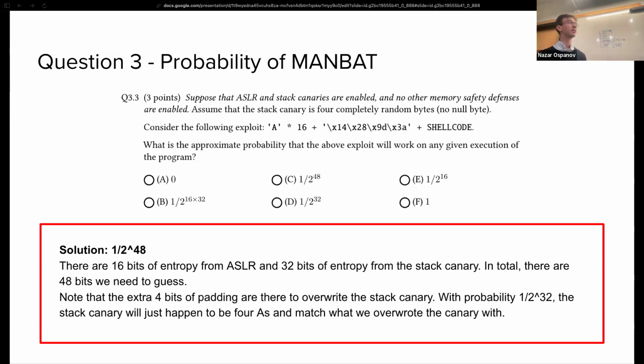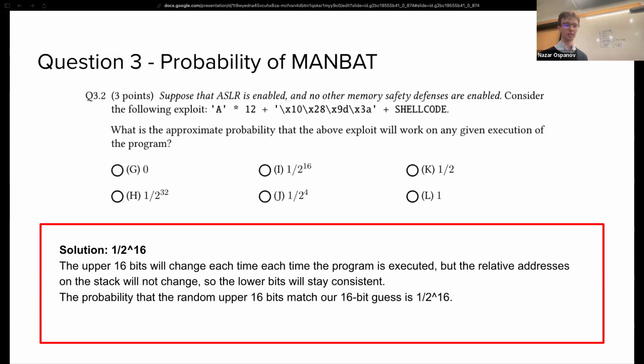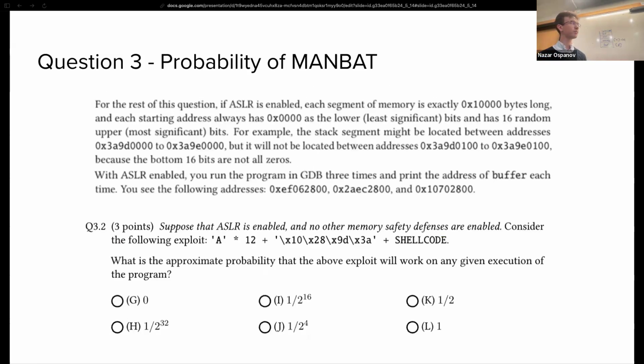Yes, a question? Regarding the previous one, the 3.3, the 3.2. Here, does it matter that in our exploit we say x10 instead of x28, because it's 2800? But here we're using x10 and x28. Yes, that's a great question.